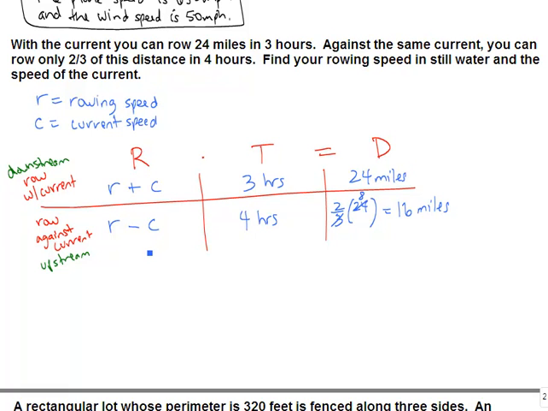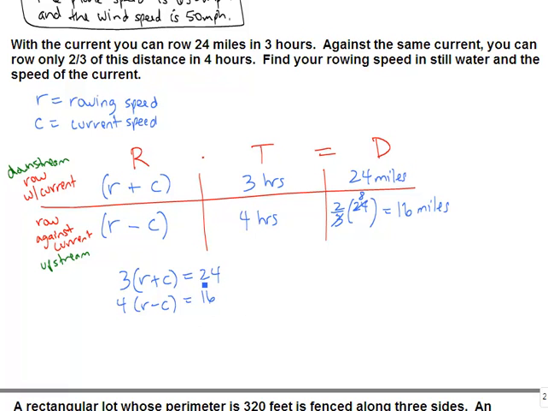Now to get our two equations, we're going to wrap these rates in parentheses, and we're going to do this rate times this time equals this distance, and do the same thing for the bottom row. So our first equation, taking the top row, is 3 hours, I'm going to put that out front, times my rate, r plus c, and that was equal to 24. The bottom row becomes 4 hours times r minus c, and we only got 16 miles.